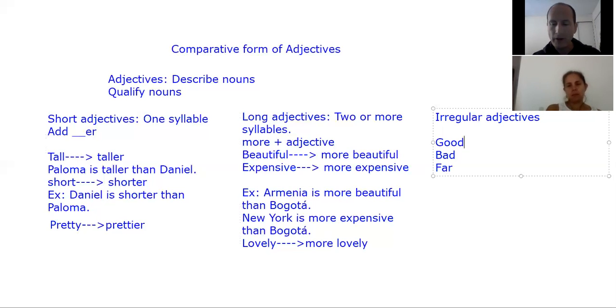The comparative form of good is not gooder, is not more good, because that is irregular. So you say better. Better than, if you mention the other element or the other person, the other item. So mejor que. You never say gooder or more good. That is wrong. You say better than. The comparative form of bad.